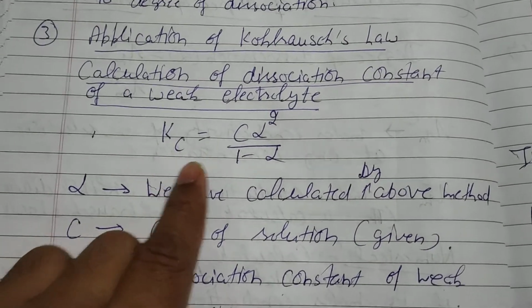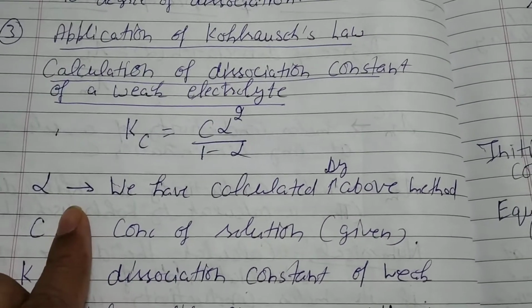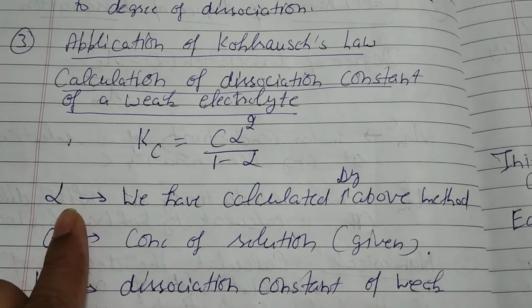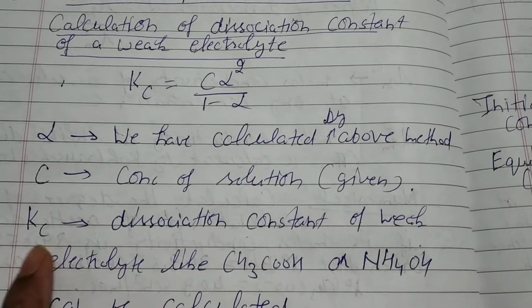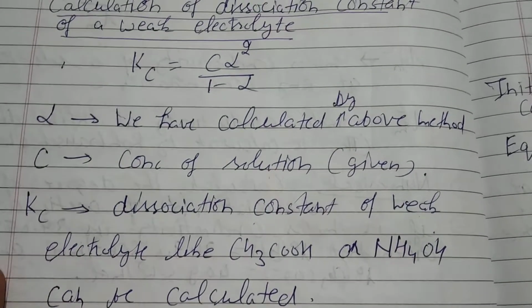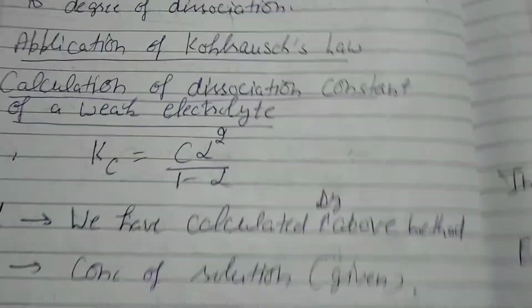What is this? Equilibrium constant is equal to C alpha square by 1 minus alpha. Alpha we already calculated. How can we calculate the alpha? Degree of dissociation. C is concentration of solution. Kc is the dissociation constant of a weak electrolyte like acetic acid, ammonium hydroxide, that we have to calculate. So how can we calculate?